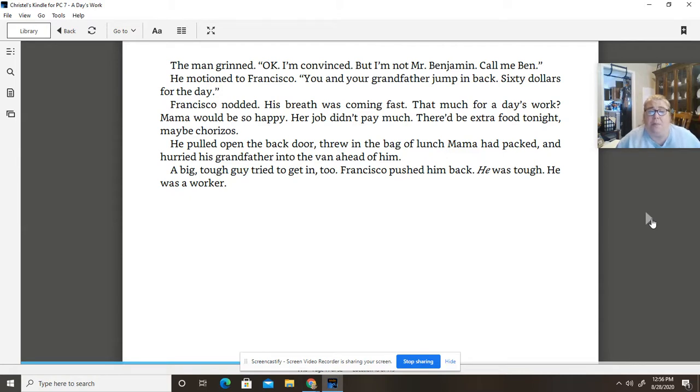He pulled open the back door, threw in the bag of lunch Mama had packed, and hurried his grandfather into the van ahead of him. A big, tough guy tried to get in too. Francisco pushed him back. He was tough. He was a worker.